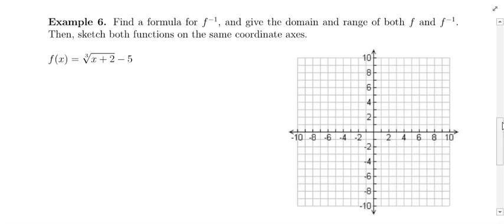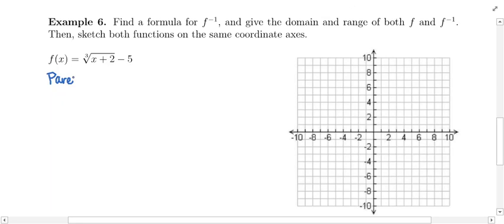This is another transformation problem. The parent function is going to be the cubed root of x. So I'm just going to put little x's here for this parent function. The cubed root of x goes through (0, 0), (1, 1), (8, 2), and then (-1, -1), and then (-8, -2).